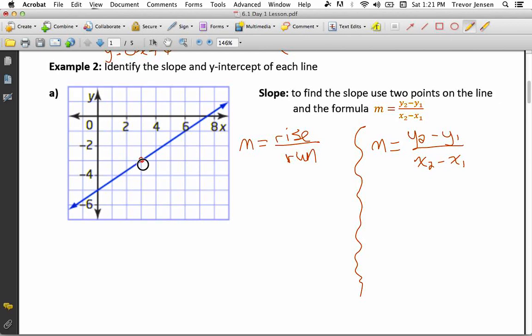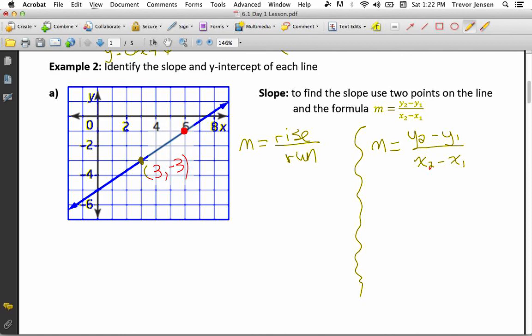So this point right here, for example, we can tell exactly what that point is. That point is at 3, negative 3. So we know the coordinates of that point are 3, negative 3. And then I need another lattice point. This point right here. I can clearly tell the coordinates of that point. That point is at 6, negative 1.